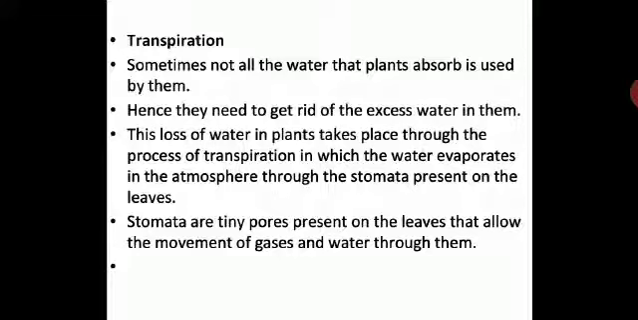So all the water which is not utilized by the plant, they need to get rid of this excess water. This loss of water in plants takes place through the process of transpiration, in which the water evaporates into the atmosphere. So leaves help in the process of transpiration, and transpiration is one of the processes by which water is given out to the atmosphere. That's why we need to grow more plants. The more the transpiration, the better is the cloud formation, and it's very good for the water cycle.